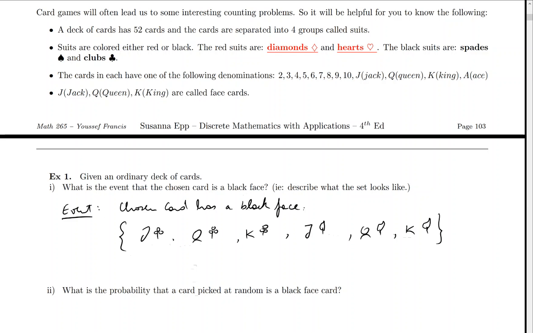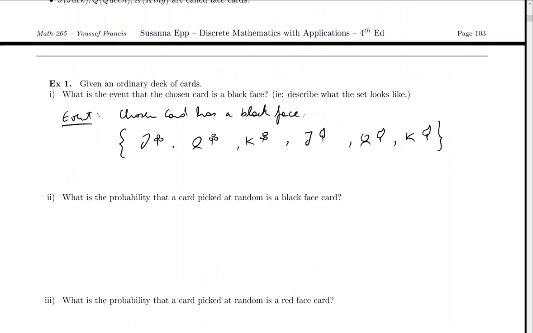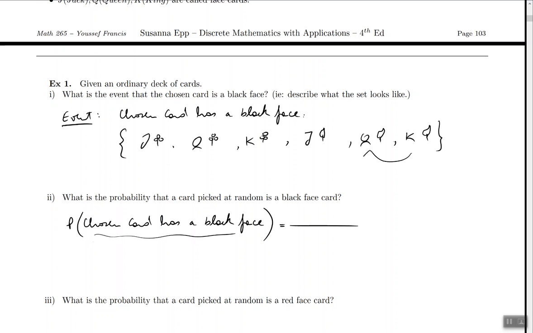Okay. No other cards would have the color black and would have a face on them. Okay. These are the only ones. So now what's the probability? What's the probability that the chosen card has a black face? So remember how this works. It's going to be some sort of a fraction. And so here we go, fraction. And it's going to count how many possible outcomes are in this event, which is 1, 2, 3, 4, 5, 6. So there are 6 possible outcomes divided by the total number of outcomes in the whole game.